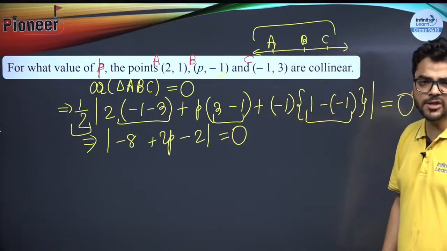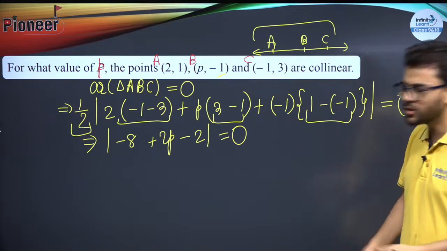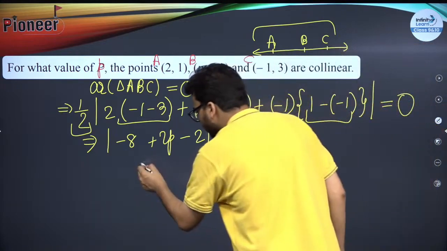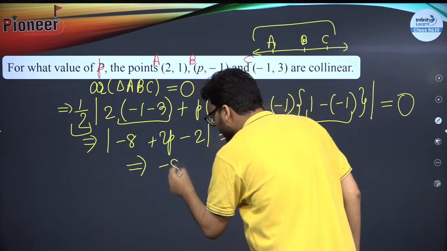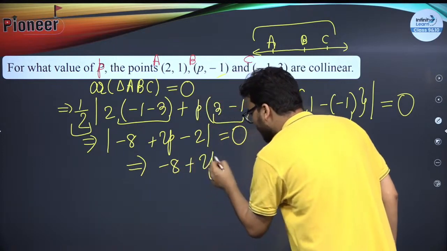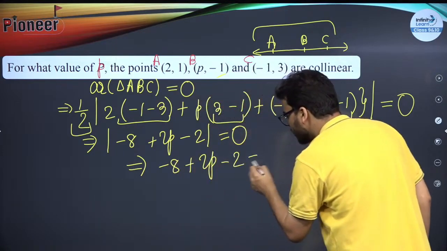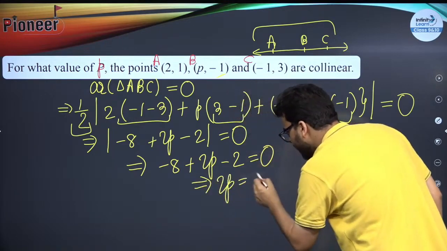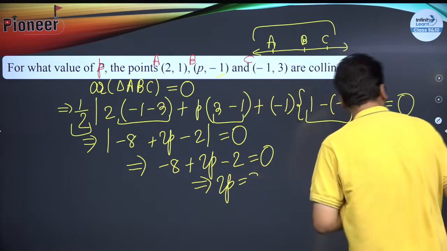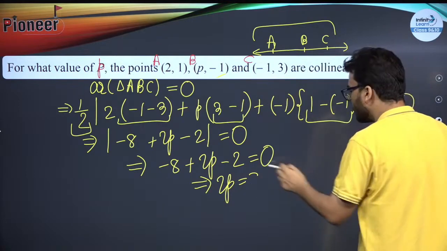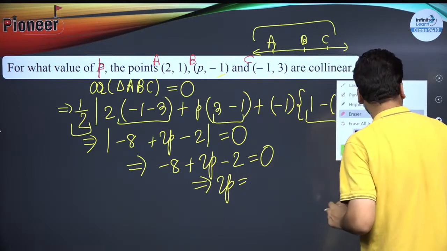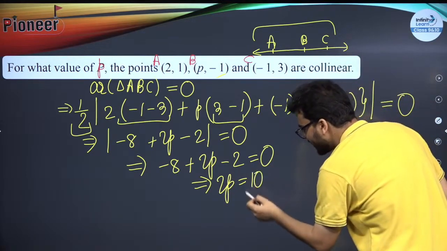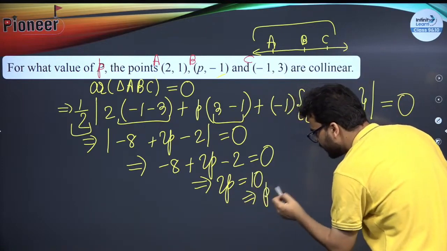So modulus of which number is 0? Modulus of 0 will also be 0. So there is no other possibility but to say that minus 8 plus 2p minus 2 is equal to 0. If you further simplify and solve this equation, 2p comes out to be equal to 10 over here, guys. And therefore the value of p is coming out to be 5.